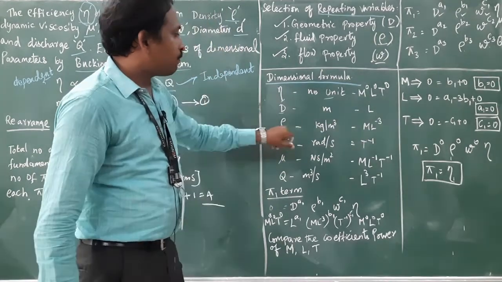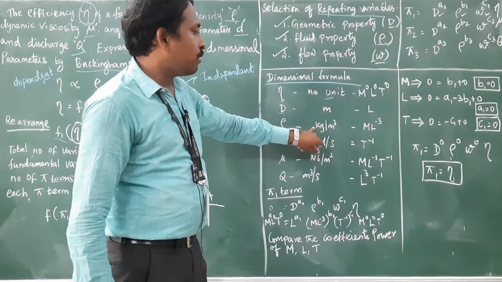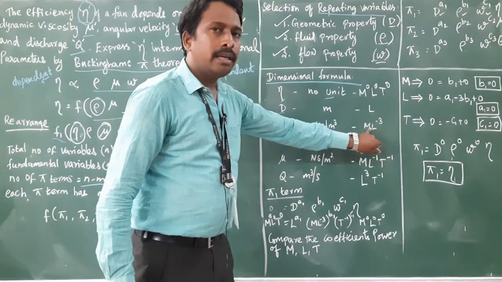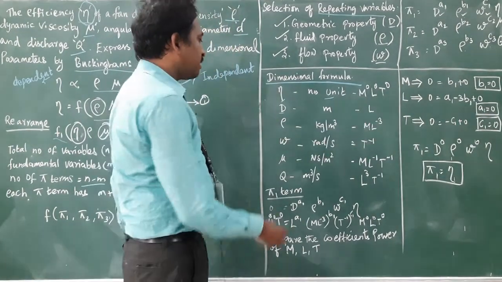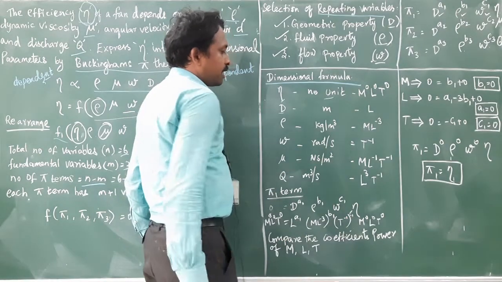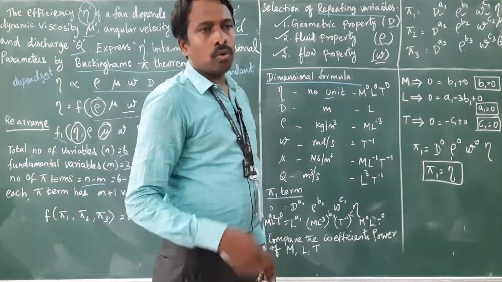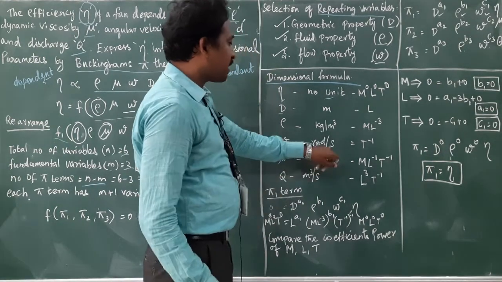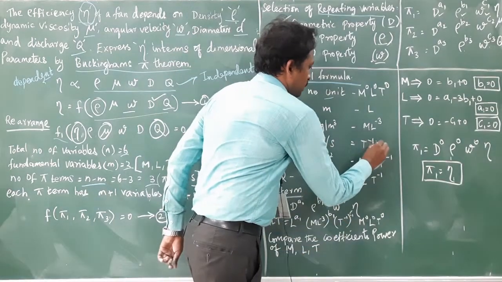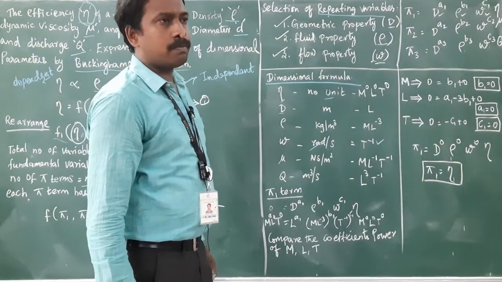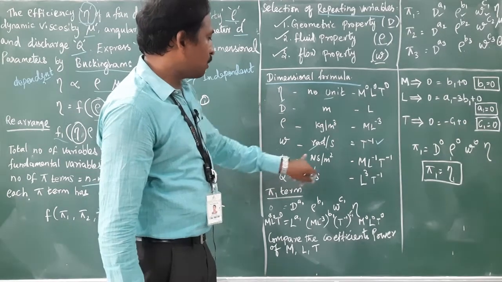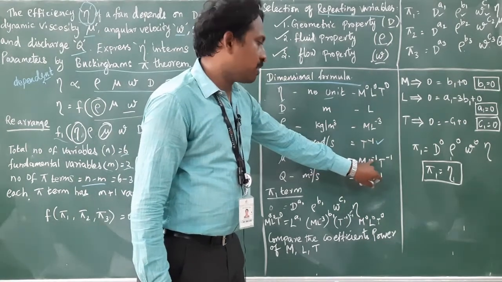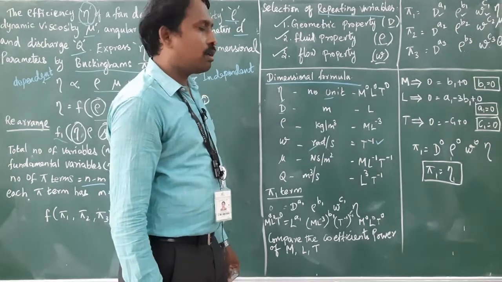Next, rho, kg per meter cube. Kg is the unit of mass, so M. Meter is the length, so L power minus 3. Next, omega. Omega unit is radian per second. There is no dimension for radians, so we can cancel this. So per second can be written as T power minus 1. Next, mu unit is Newton second per meter square, M L power minus 1, T power minus 1.